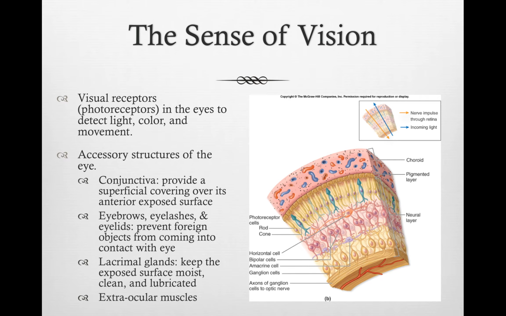But there are plenty of accessory structures on the eye that help the eye do its job, but are not directly involved in the ability to detect light, color, and movement. So some of these are things like the conjunctiva. The conjunctiva is an outer covering on the front of the eye that covers the cornea and a bit of the anterior portion of the sclera. So it's that anterior exposed surface.